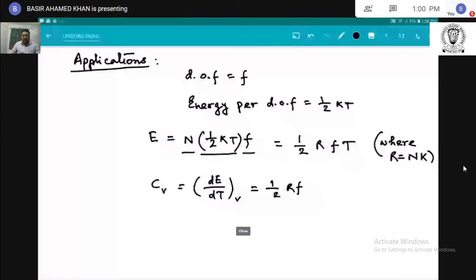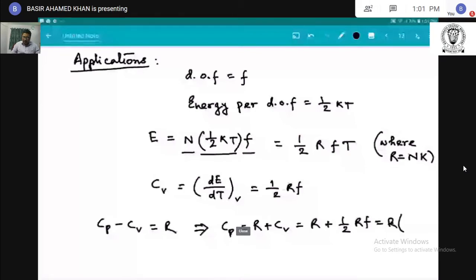Now since Cp minus Cv equal to R, then Cp equal to R plus Cv equal to R plus half R f, equal to R times (1 plus f/2).